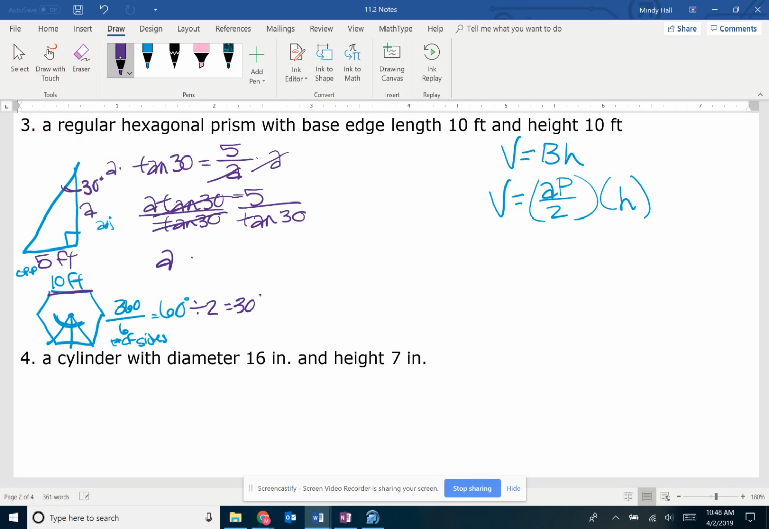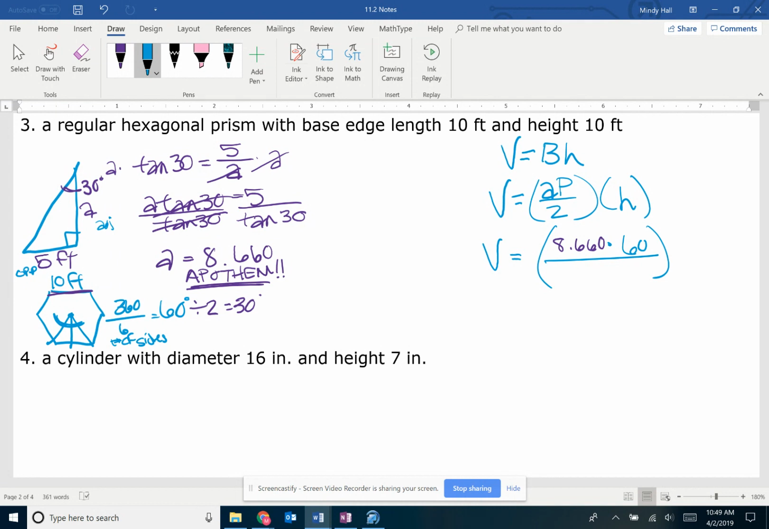So that we have that the apothem is 5 divided by tangent of 30, which is 8.660. Again, if you need to, this is our apothem, and it might not hurt you to just write it out so that you actually know what it is. So, plugging into the volume formula, we have volume equals, the apothem is 8.660 times the perimeter, which is, there's 6 sides, all 10 feet, so that is 60.